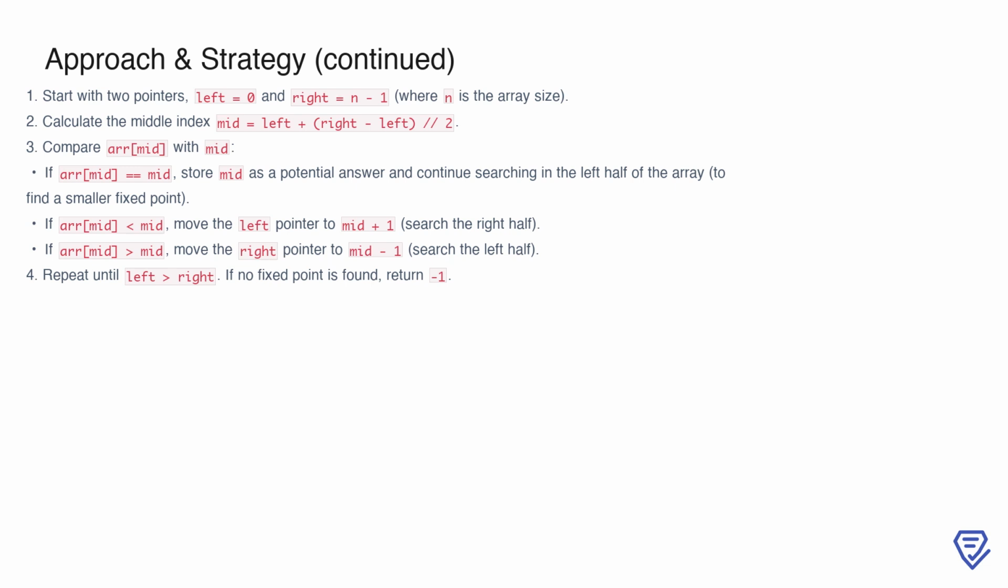On the other hand, if ARR[mid] is less than mid, it implies that no fixed point can exist in the left portion of the array up to and including mid. In this case, we move the left pointer to mid plus 1 to focus on the right half.